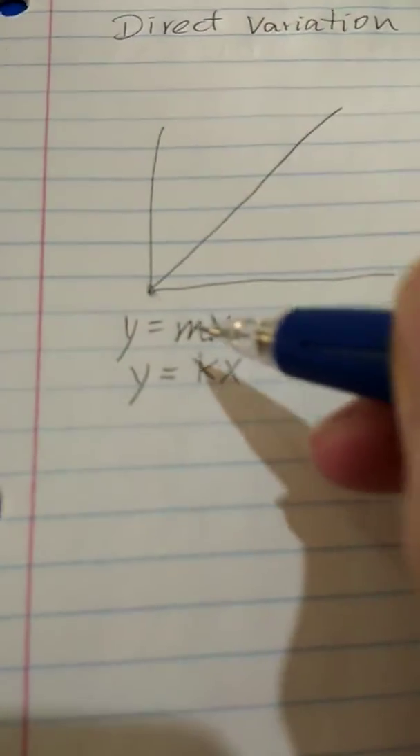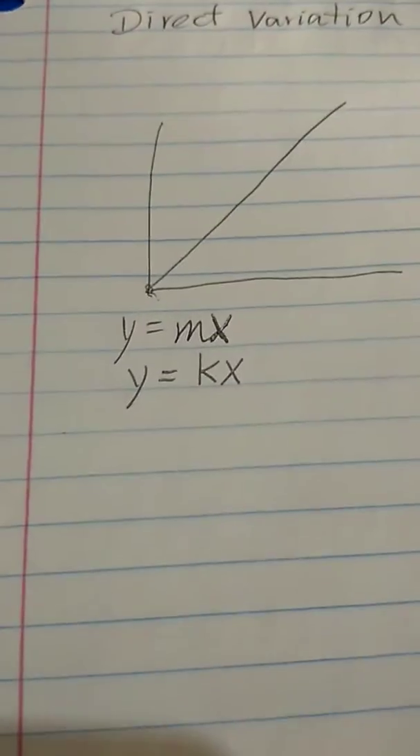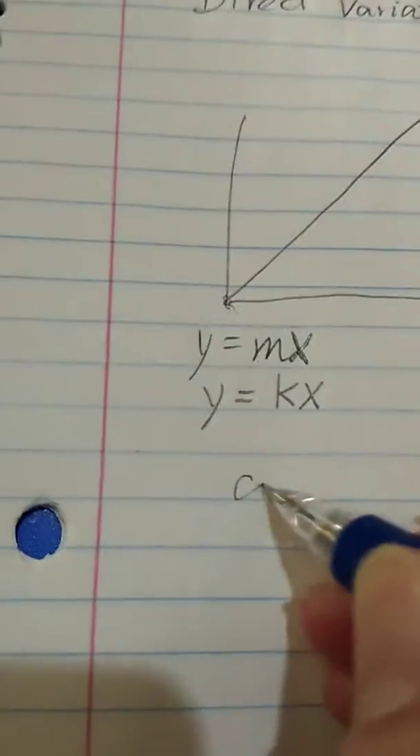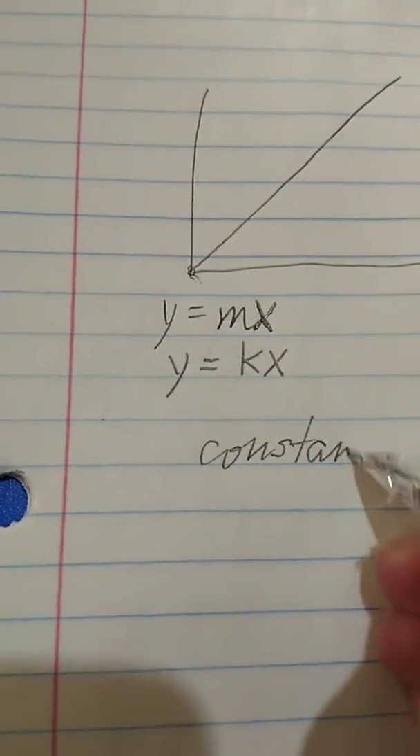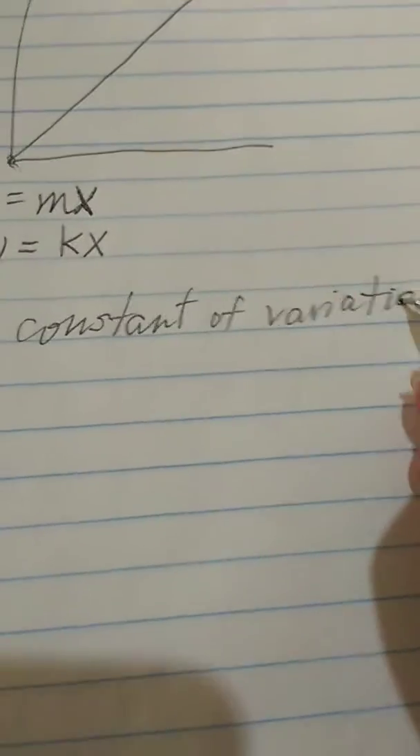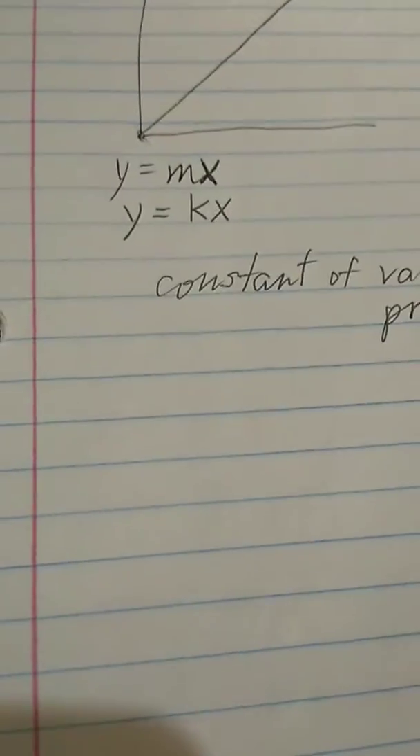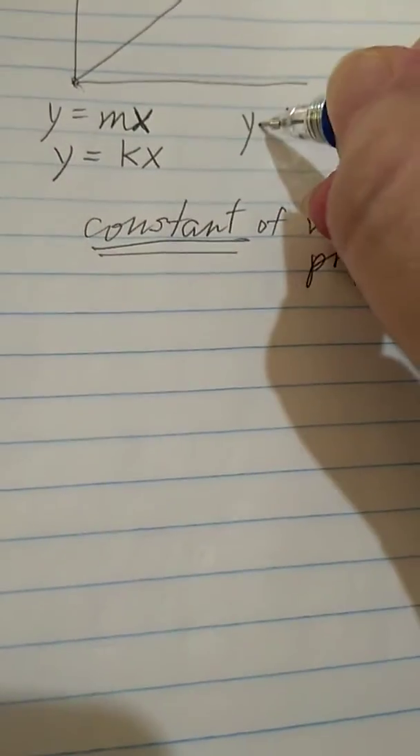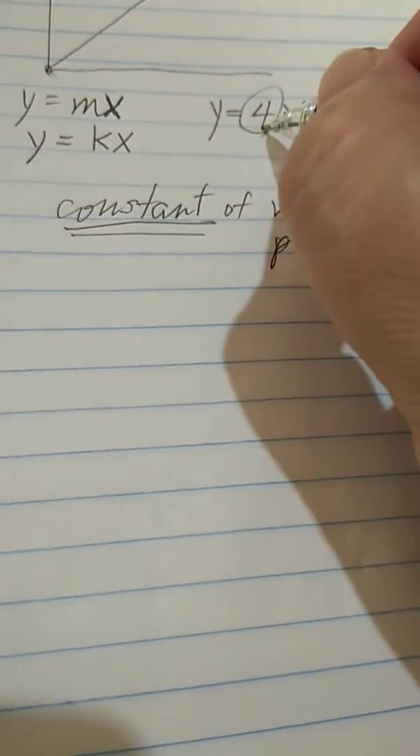In this case, m and k really are the same thing. They're both called the constant of variation, or the constant of proportionality. So it's a number. That's why we call it a constant. So the equations will look something like this: y equals, say, 4x, where the only number that's showing in the equation is this constant.